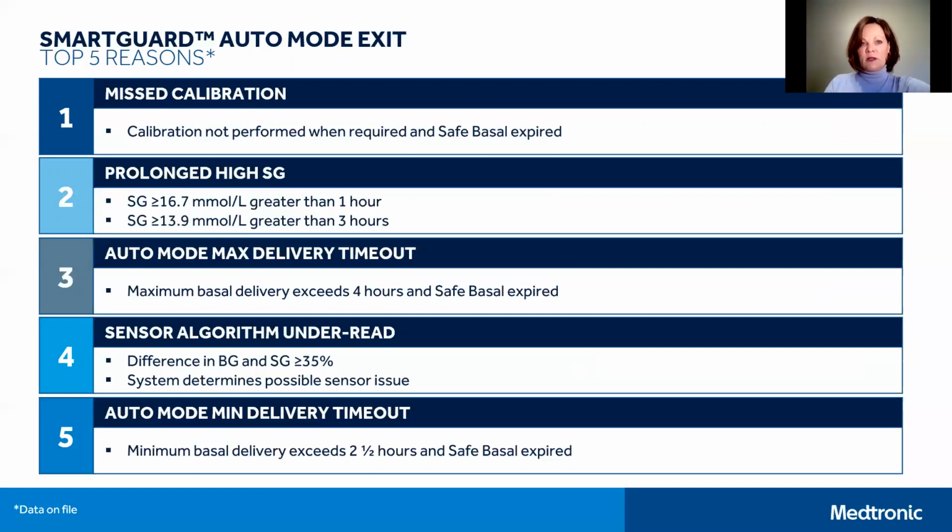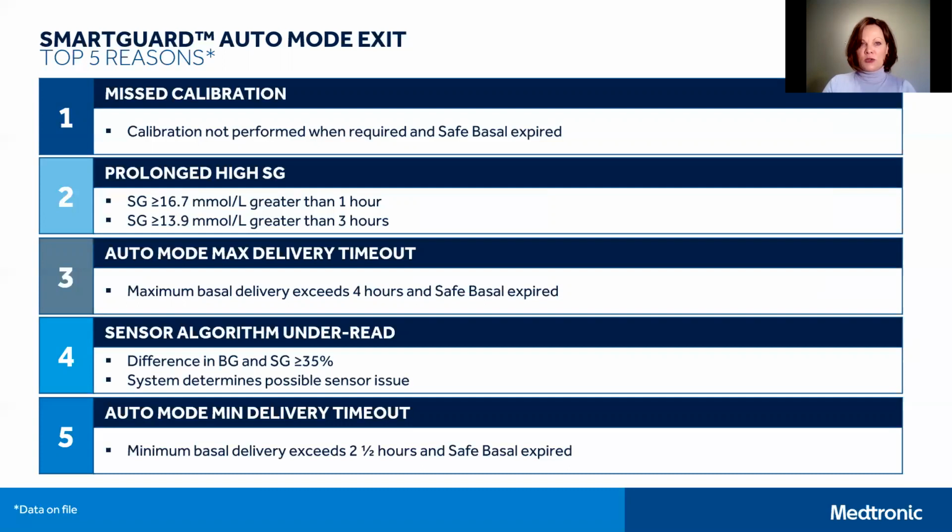Auto mode max delivery timeout exit means that your auto basal has been delivering at a maximum personal basal amount for 4 hours and then has moved to safe basal for 90 minutes. This can easily be rectified by checking your blood glucose and then taking the correction dose of insulin if recommended, and you'll be able to re-enter auto mode.